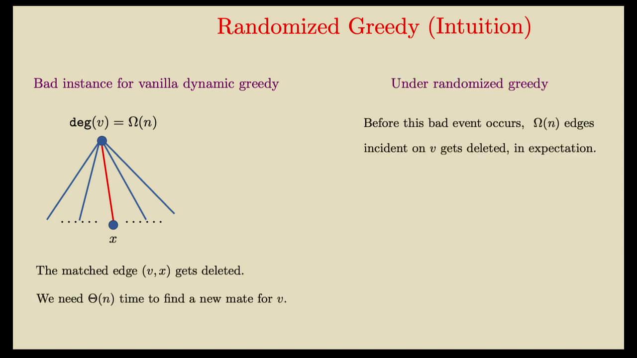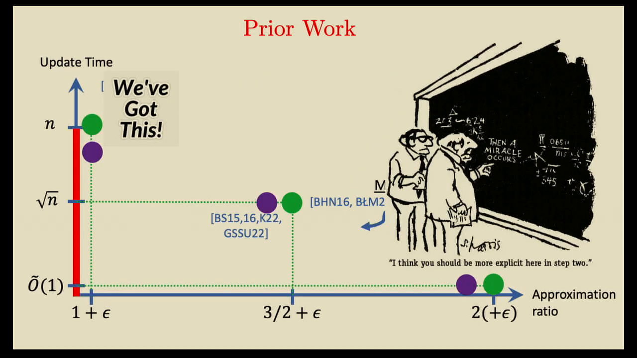I will just skip this part. So, in the rest of the talk, I will briefly sketch this recent result that we had, which obtained 1.99 approximation in polylog update time. And here the motivation is, can we do better than randomized greedy in the dynamic setting?